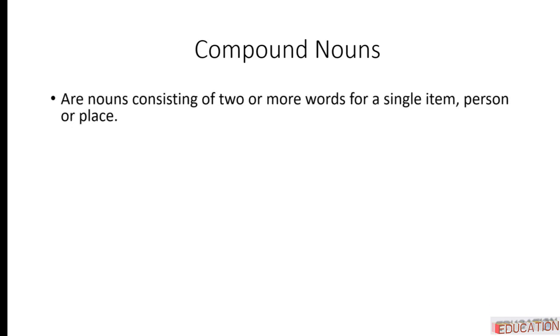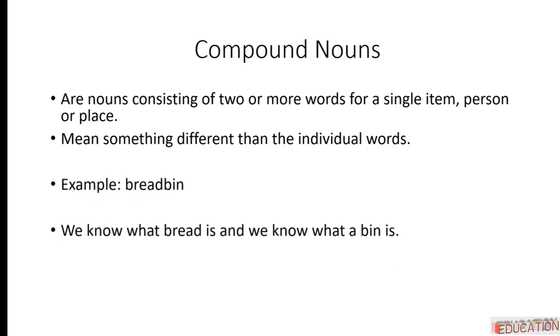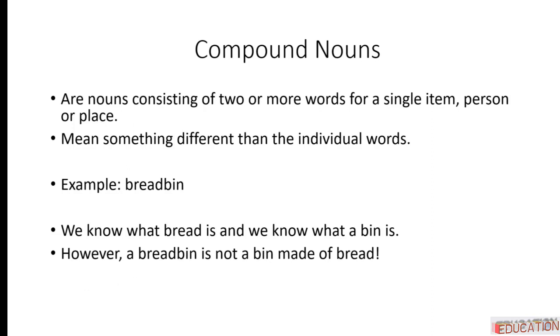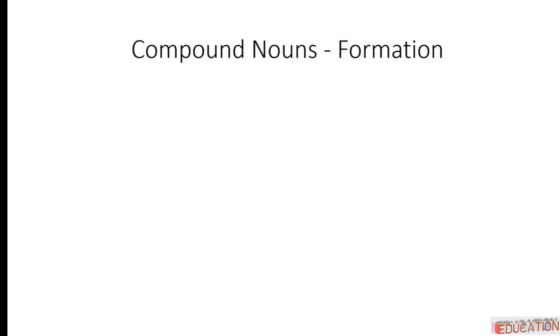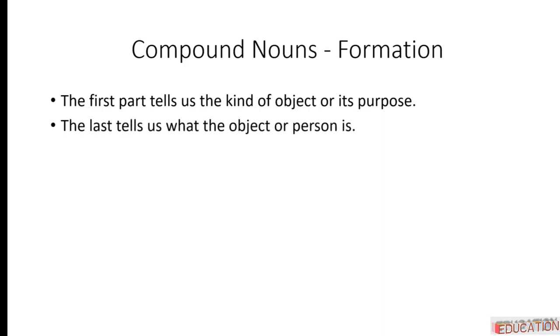Compound nouns consist of two or more words for a single item, person, or place and mean something different than the individual words. For example, bread bin. We know what bread is, and we know what a bin is. However, a bread bin is not a bin made of bread. It is a bin or container for storing bread. When we form compound nouns, the first part tells us the kind of object, person, or its purpose, and the last part tells us what the object or person is. Here are some examples.